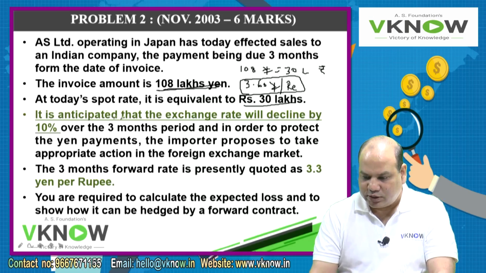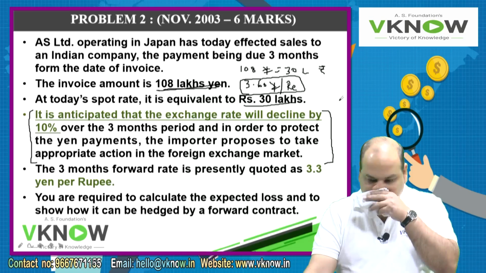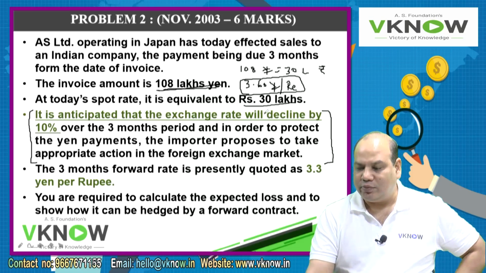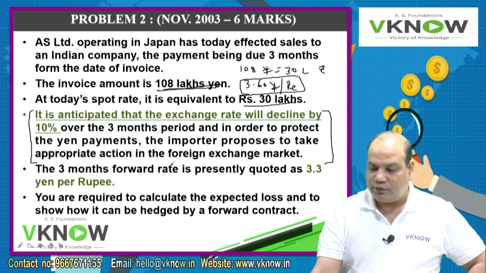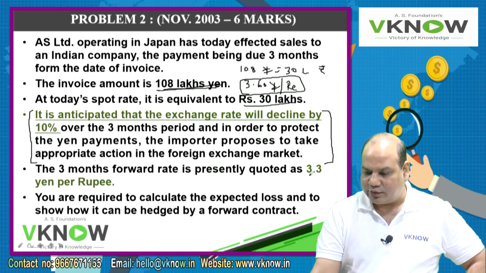Now the problem says it is anticipated that exchange rate will decline by 10% over 3 months period. This paragraph they have copied and pasted from the previous problem. Exactly same thing. It is anticipated that exchange rate will decline by 10% over 3 months period, and in order to protect the yen payment, the importer proposes to take the appropriate action in the foreign exchange market. The 3-month forward rate is presently quoted as, now you see here the rate is given 3.3 yen per rupee.